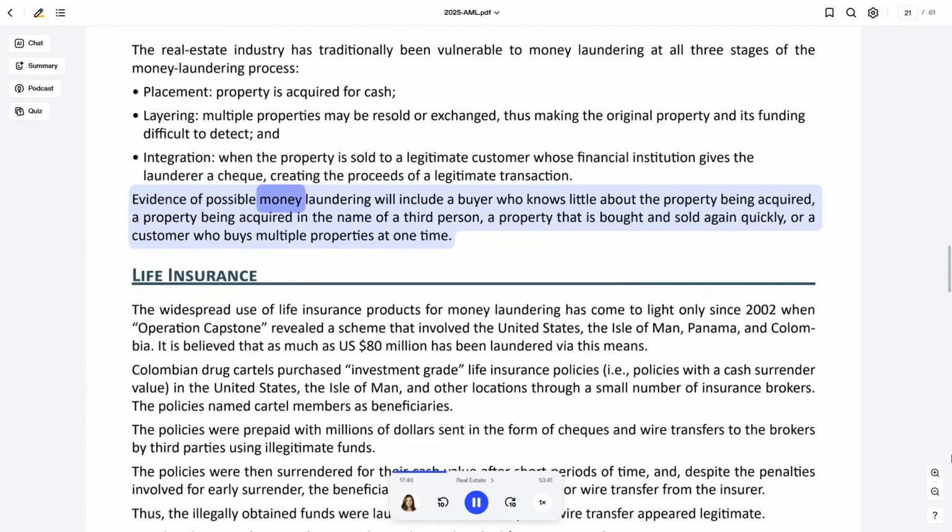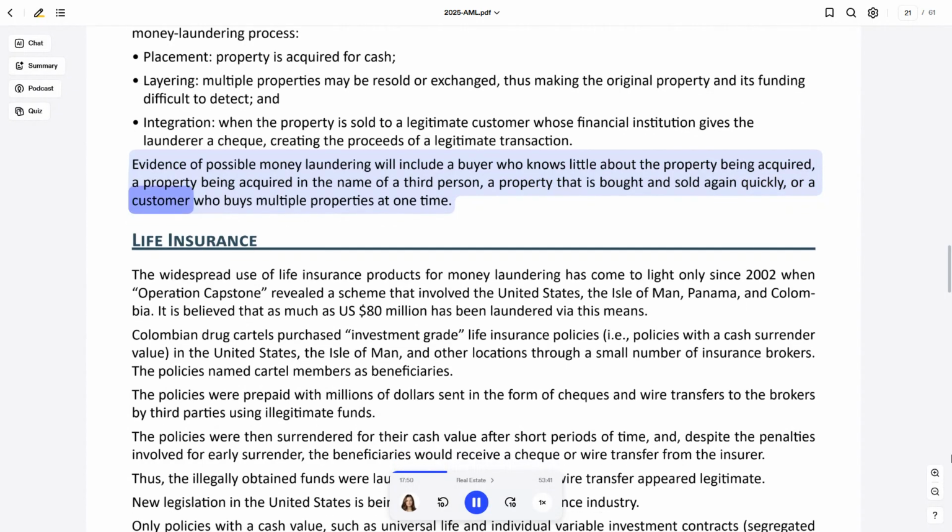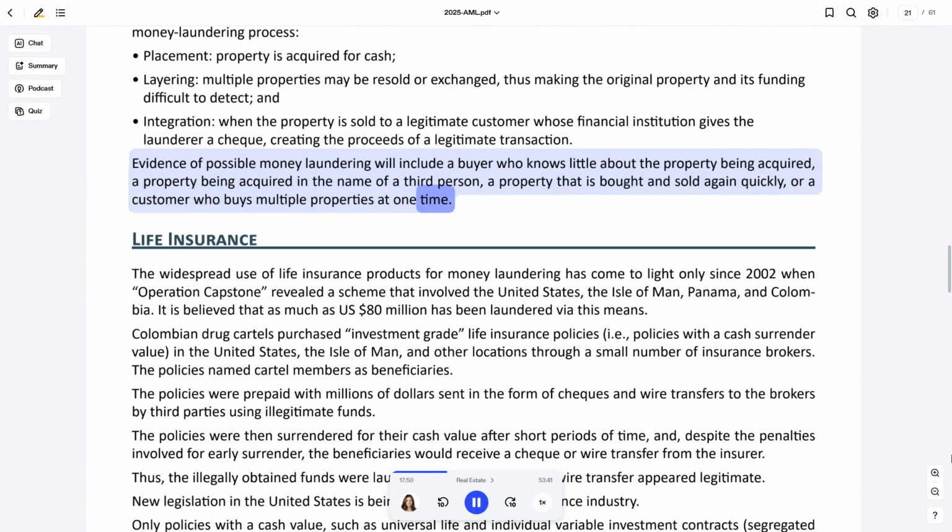Evidence of possible money laundering will include a buyer who knows little about the property being acquired, a property being acquired in the name of a third person, a property that is bought and sold again quickly, or a customer who buys multiple properties at one time.